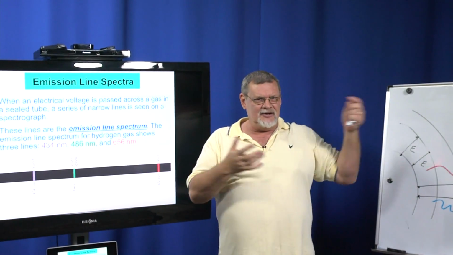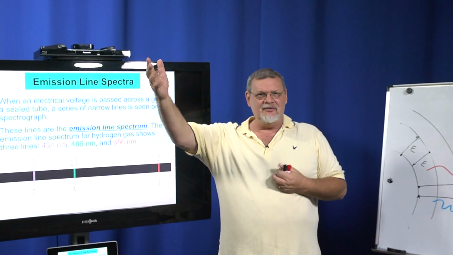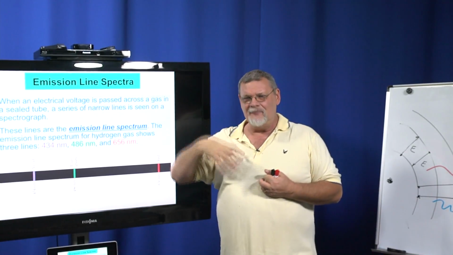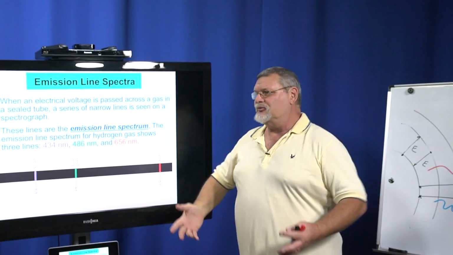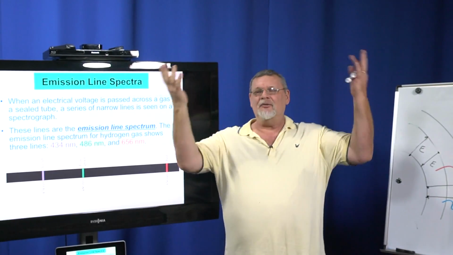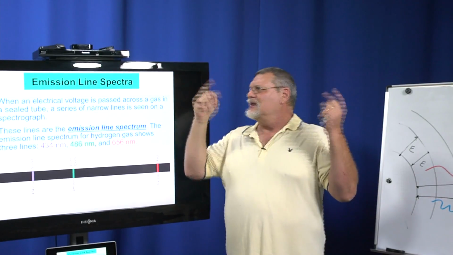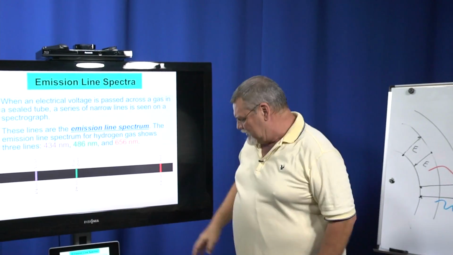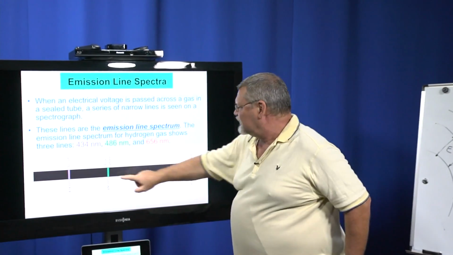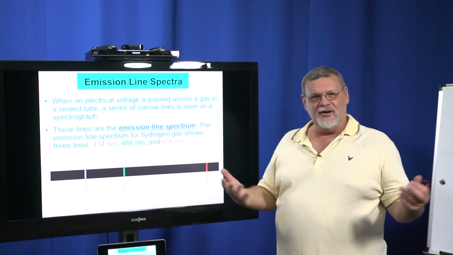Remember, the energy coming in is electrical energy. The energy being given off as it falls back down again is released as a frequency of light. And that's why we have light. That's where the light's coming from. So the fluorescent bulbs, the lights in this room, that's what's happening.